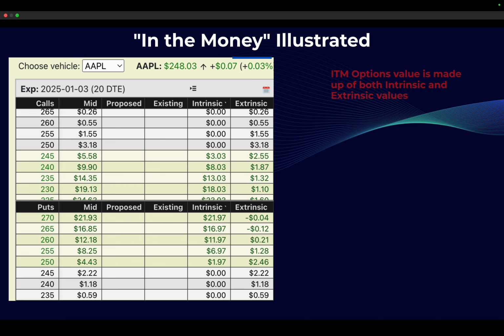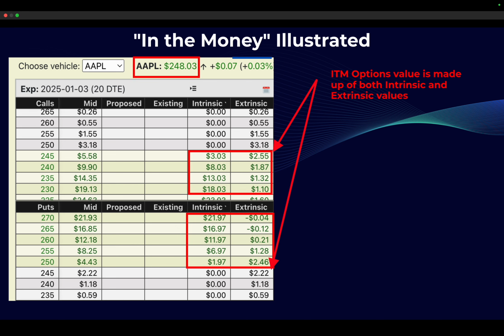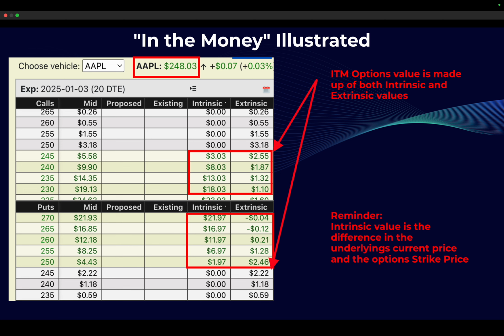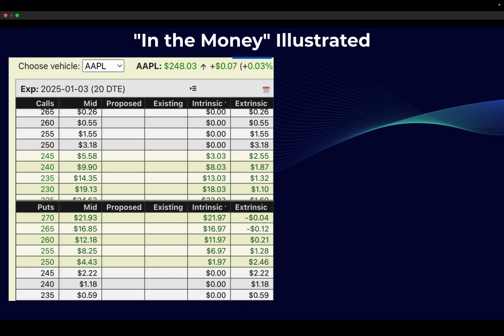So if we look at in-the-money options, we can see that in-the-money options have both extrinsic value and intrinsic value. On most options chains, there also will be some highlighting differences. In other words, they will highlight which options might be in the money or out of the money. And again, just a reminder, intrinsic value is the difference in the current underlying price and the option's strike price.